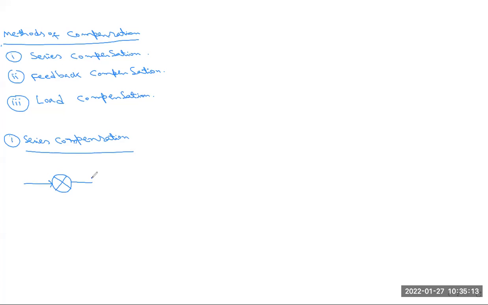Then we have to attach one compensator. Then the process or plant. This is basically we have to introduce, that is G(s). Then finally the output we have to represent, that is C(s). C(s) is the output of the system.